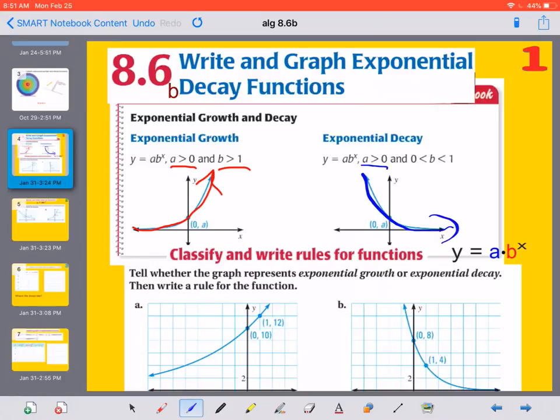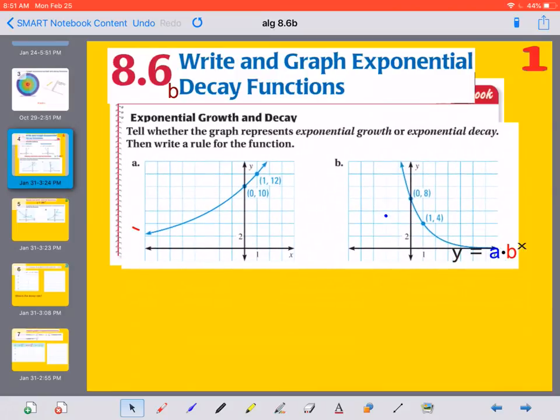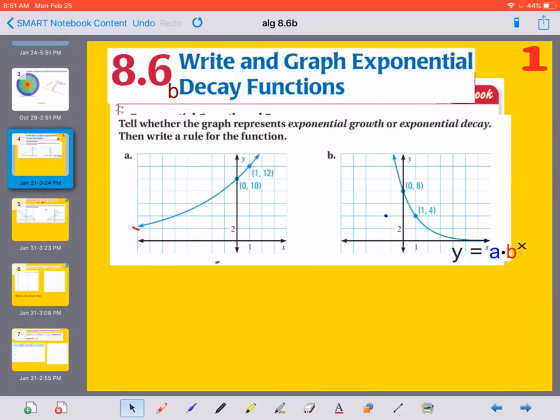So if we look at these two functions that we have down at the bottom, I'm going to erase this for now. It says, tell whether the graph represents exponential growth or exponential decay, then write a rule for the function. So if I take a look at this first one, I see that this one's going upwards. So I know that this is exponential growth.